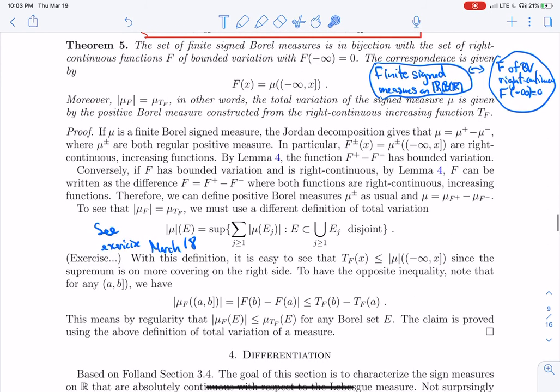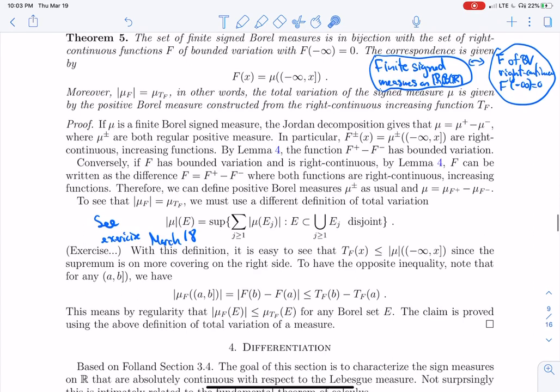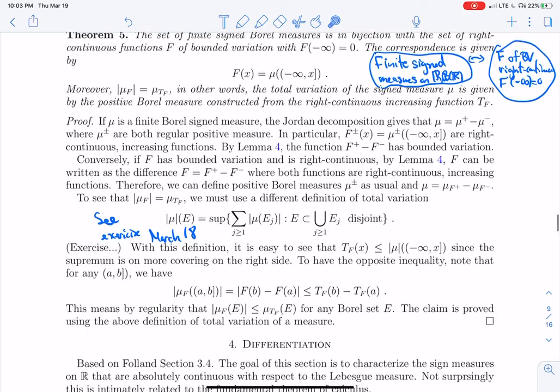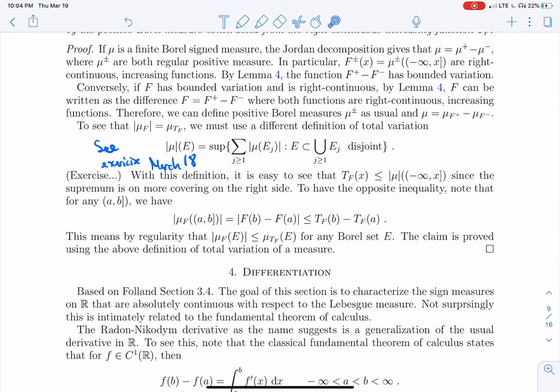The other way: if you have a function that is of bounded variation, I want to construct a measure. That's the most interesting case. Then f, as we saw in the lemma, can be written as the difference of two functions, and both functions are right continuous and increasing. And you can define two measures the usual way, mu plus and mu minus, the measure given by f plus and the measure given by f minus. The last thing that we have to see is this equality between the total variation of the measure constructed and the total variation of the function f associated to that measure.